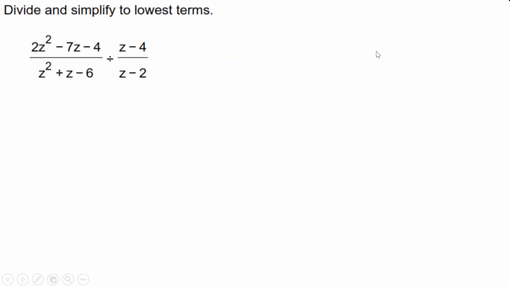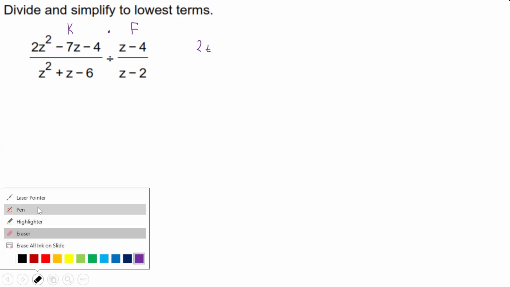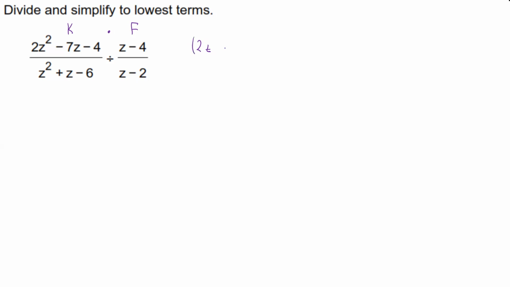All right, what about this one? Well, divide and simplify to lowest terms. All right, so again, we're going to keep this, change it to multiply, and flip this. So first one we have to factor. Well, that's going to be a 2z, and then we'll have a parenthesis over there, and then we'll have a z, parenthesis.